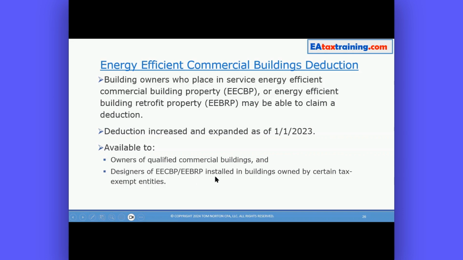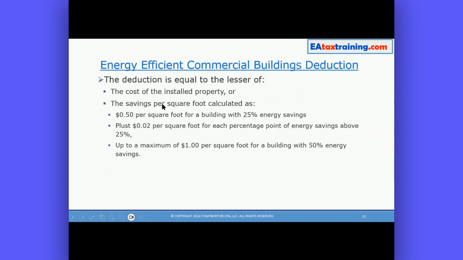And designers of these types of property that is installed in buildings owned by certain tax-exempt entities. So those are the two types of taxpayers to whom this is available. The deduction is equal to the lesser of the cost of the installed property or the savings per square foot. And then you have this calculation here to figure out your savings per square foot. I would not worry about this calculation.